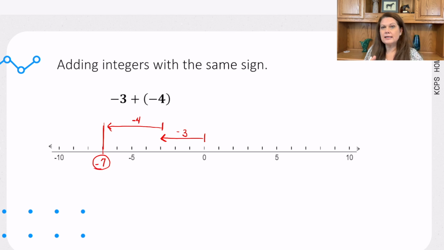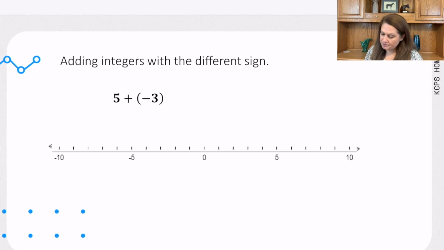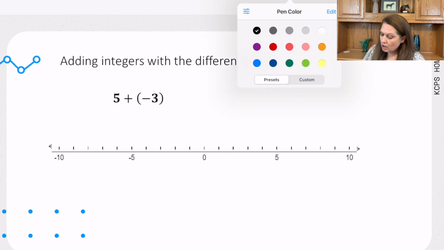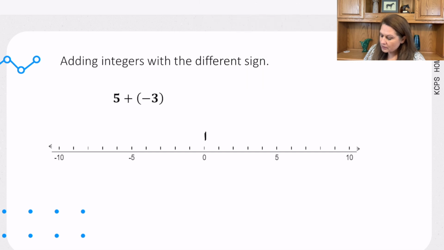So I know my -3 plus another -4, because I'm continuing down the number line, is going to be equal to -7. Well, what if I have different signs? Let's show an example using 5 and -3. We're always going to start at 0.